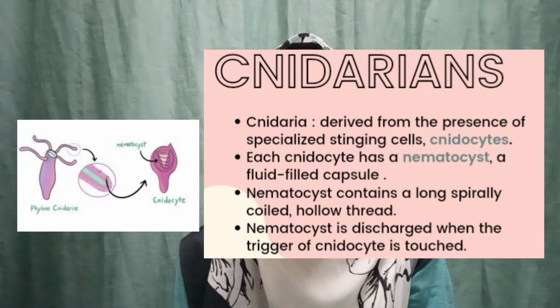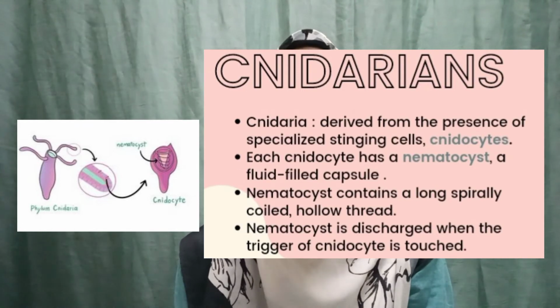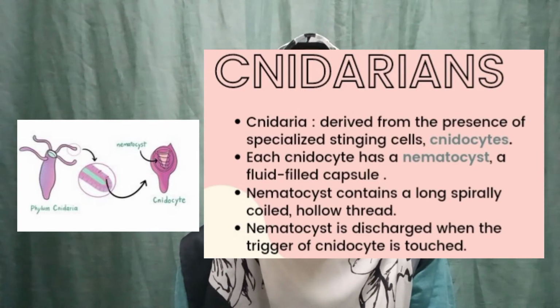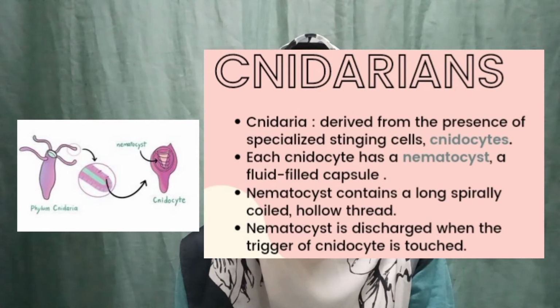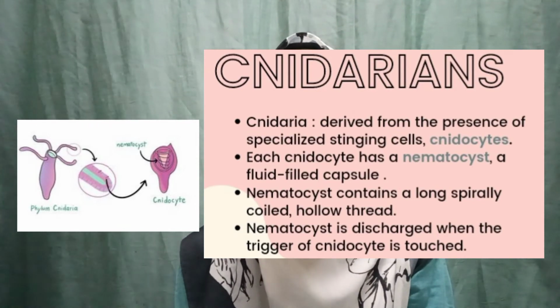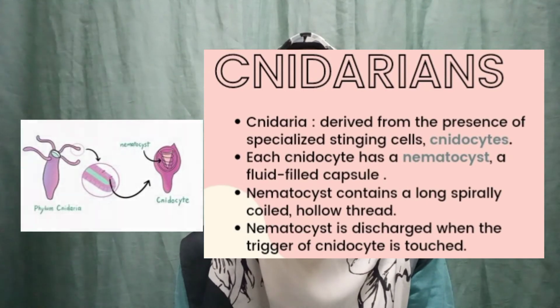Each cnidocyte has a nematocyst, a fluid-filled capsule, which contains a long spirally coiled, hollow thread that will discharge when the trigger of the cnidocyte is touched. Some threads might merely trap a prey or have spines that penetrate and inject paralyzing toxins to its prey. Cnidarians have a two-layered sac body that's separated by mesoglea, an outer tissue layer and an inner tissue layer.